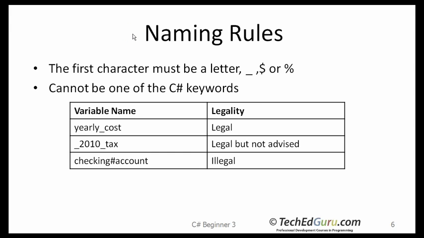Variable or constant naming rules. The variable name must begin with a letter, underscore, $ sign, or a % sign. It cannot contain any periods or mathematical operators and must not be the name of a C# keyword. We will look at the list of keywords in one of the later slides.